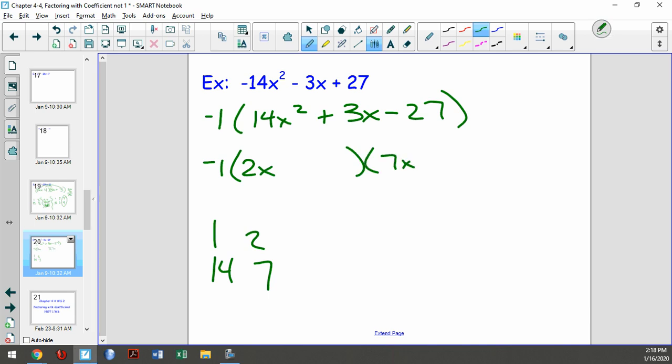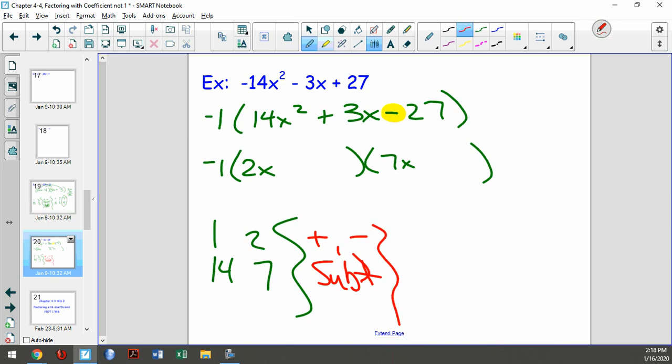2x, 7x. I need to have a -27. So what's that say about my signs? They are going to be opposite and I'm subtracting. Yes? Okay? With that said, I need factors of 27. 1 and 27, 3 and 9. Which one do you think I'm going to use? 3 and 9. Now, where should I not put the 9?